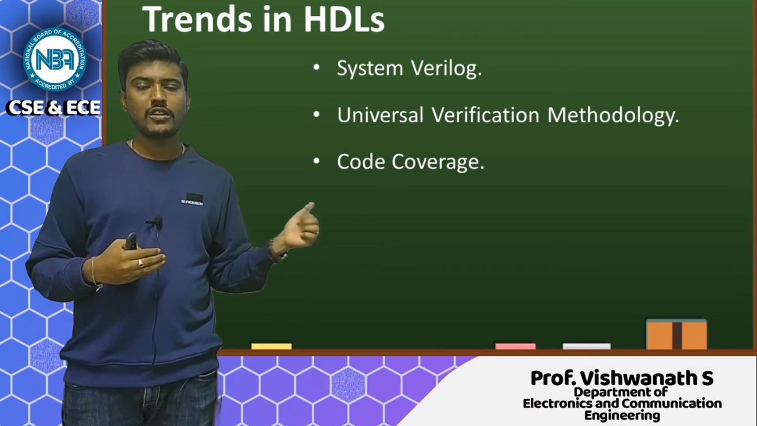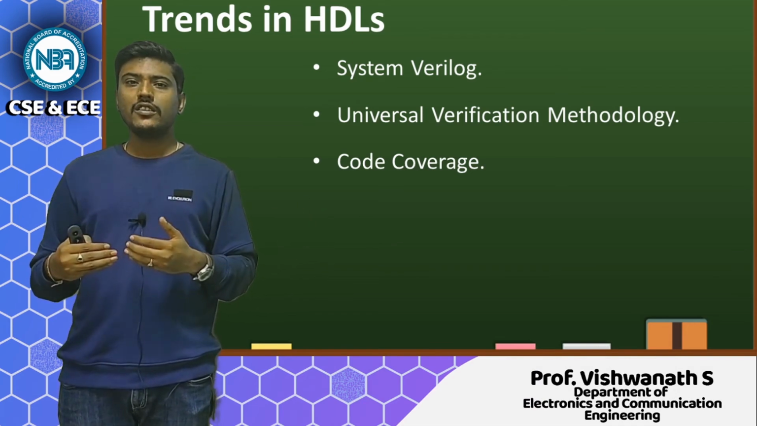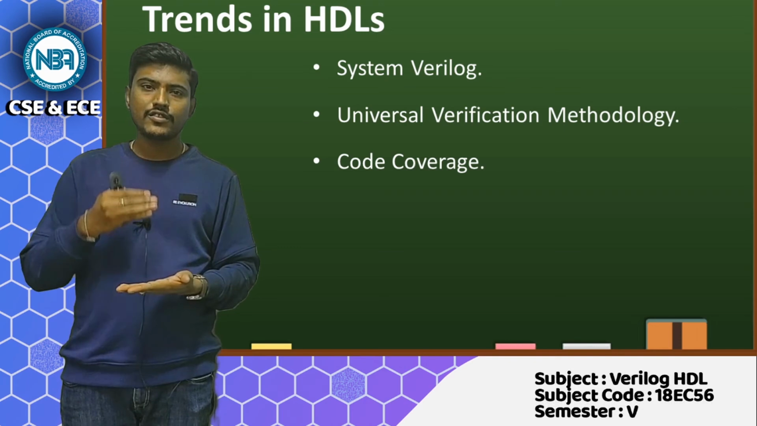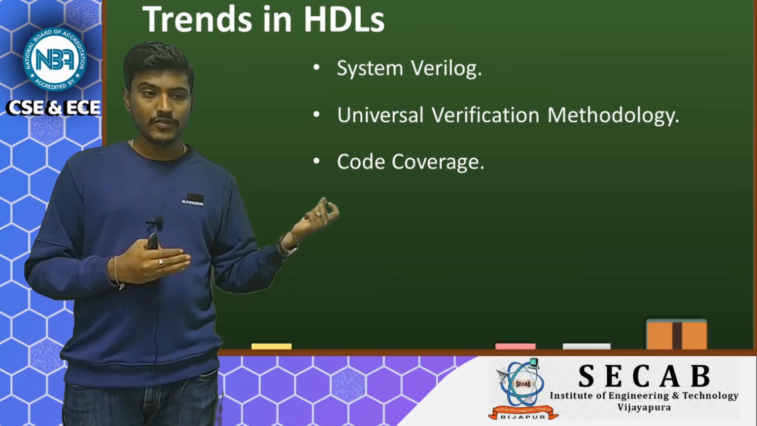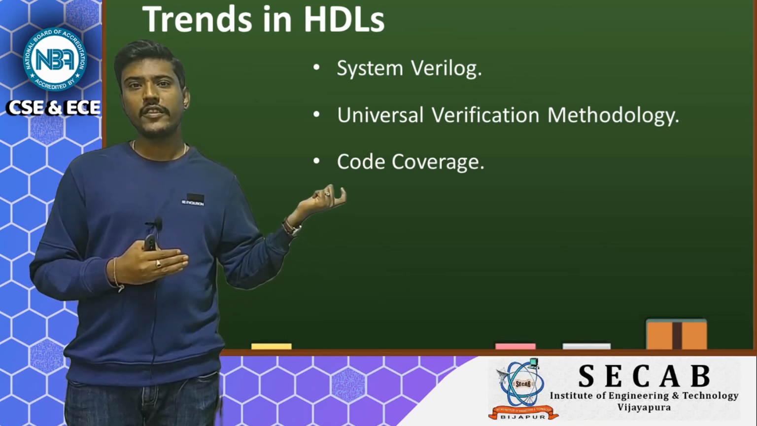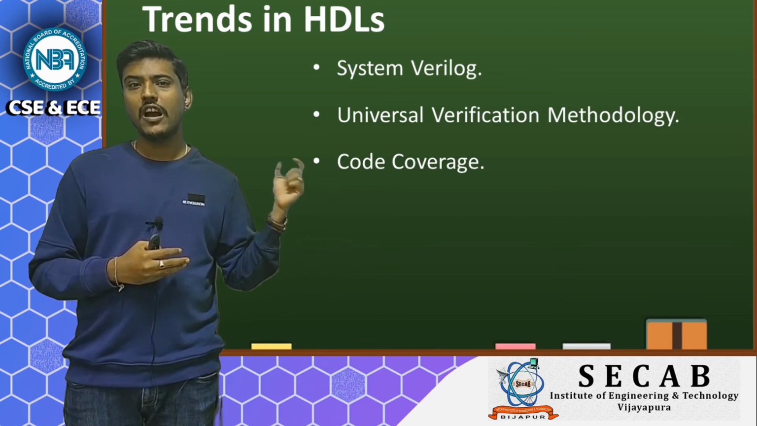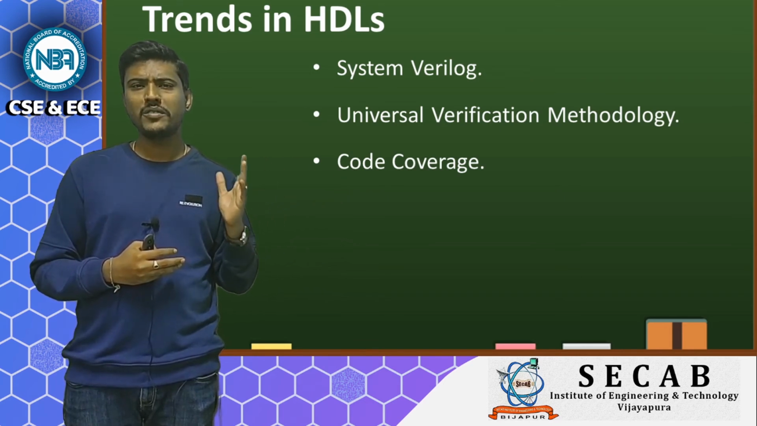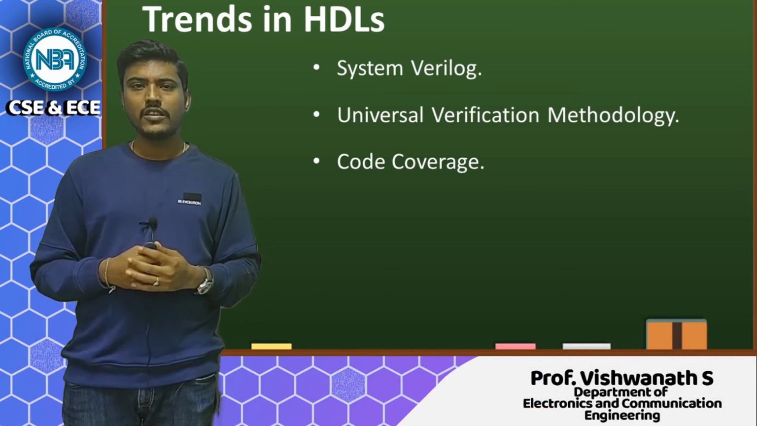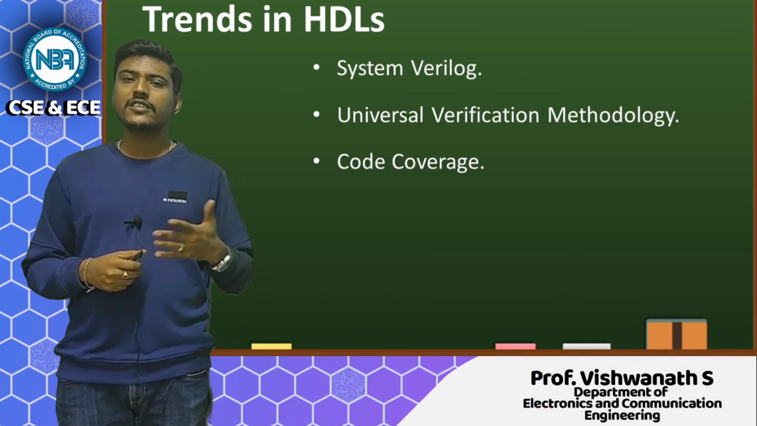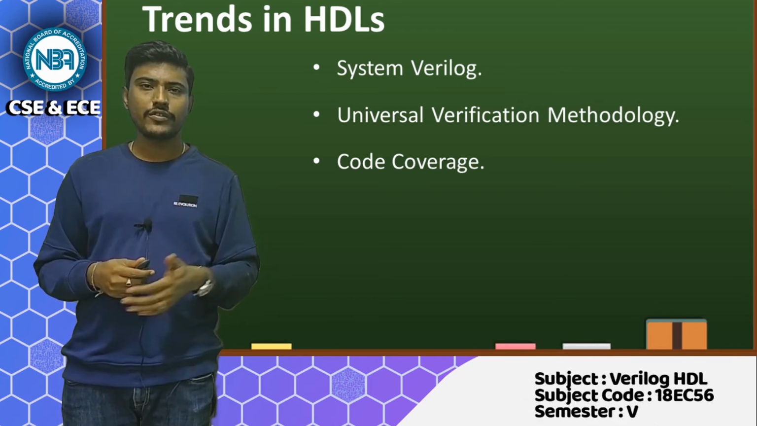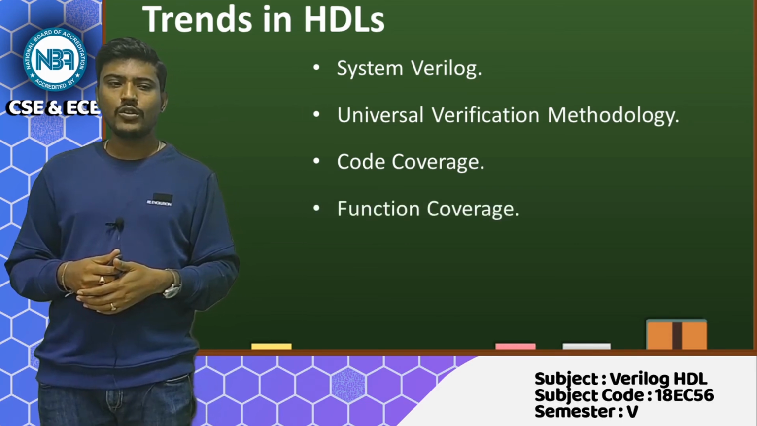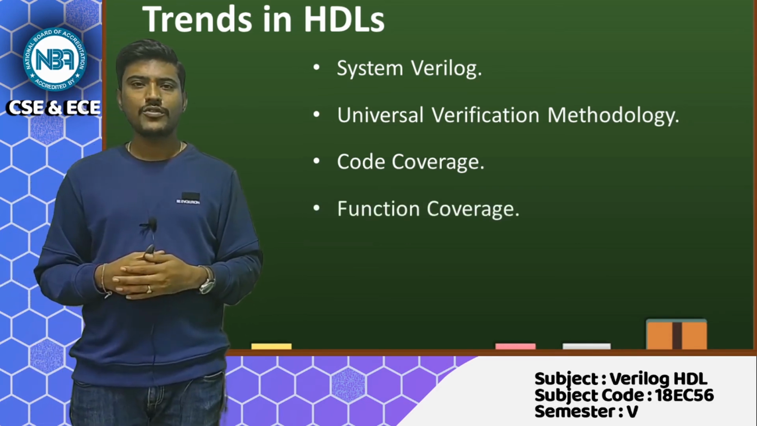So code coverage is going to tell me whether all the lines of the code we have written in the design file have been hit or not. As a good verification engineer, the code coverage should be 100%, or at least more than 90%. Then we can call the design almost stable, and it can go for fabrication.